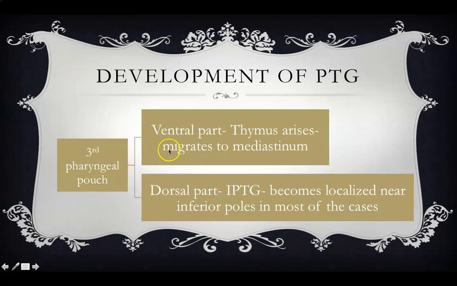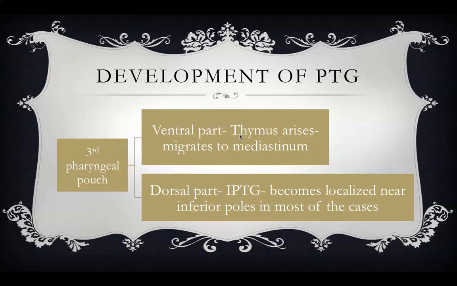From the third pharyngeal pouch, the ventral part forms thymus, which migrates to the mediastinum, and the dorsal part forms inferior parathyroid gland, which becomes localized near the inferior poles in most of the cases. Why I'm saying most of the cases is because sometimes inferior parathyroid gland may migrate along with the thymus. So the inferior parathyroid gland can have variable anatomical locations.